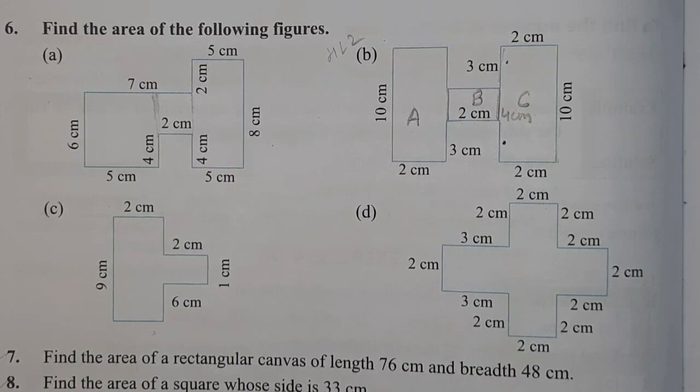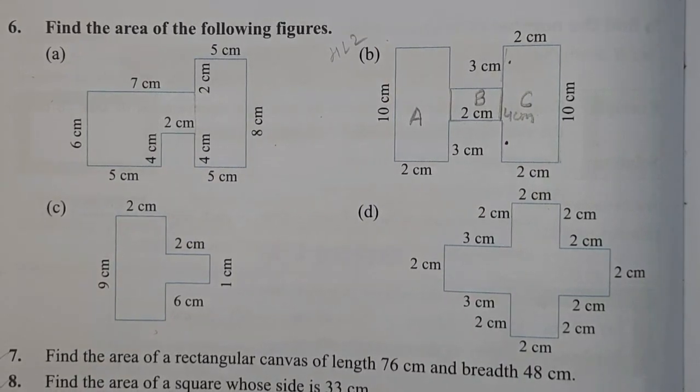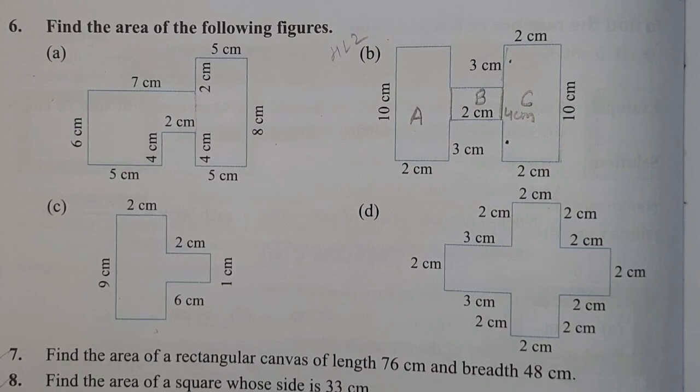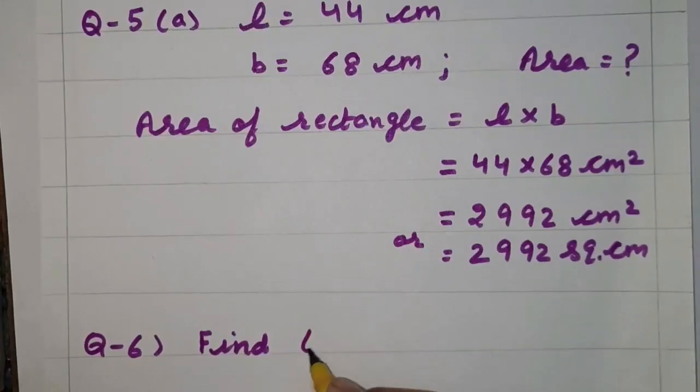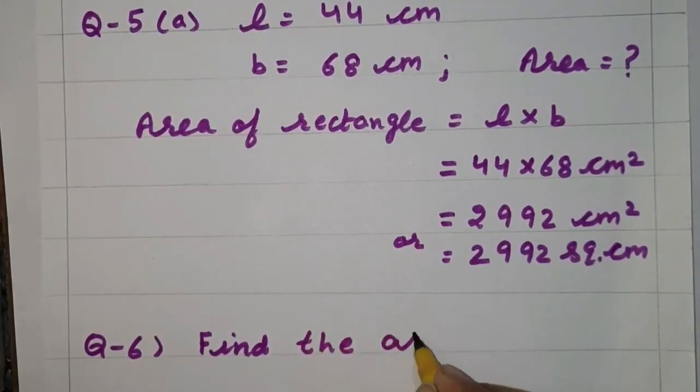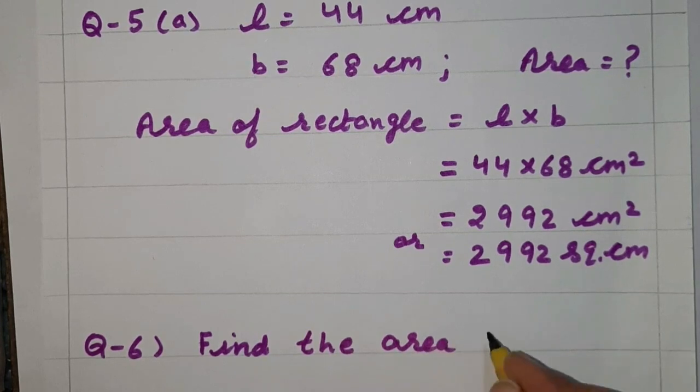And write down the unit carefully. When you are writing the unit for perimeter, it will be centimeter or meter like this, and for area it will be square centimeter or square meter like this. Okay, so write very carefully. Find the area.